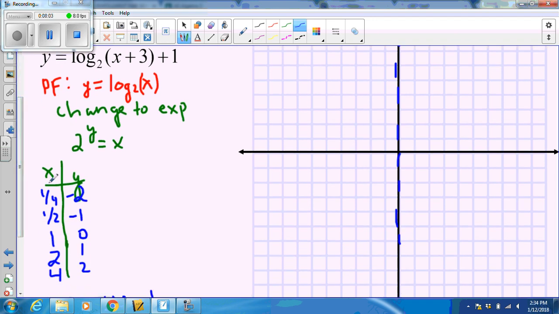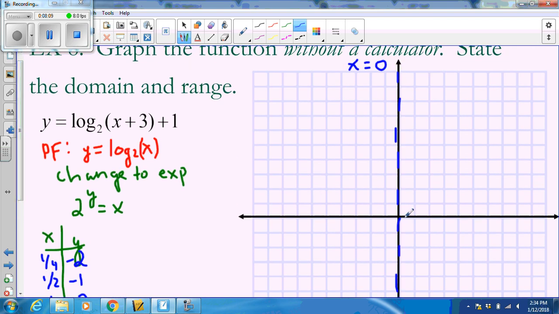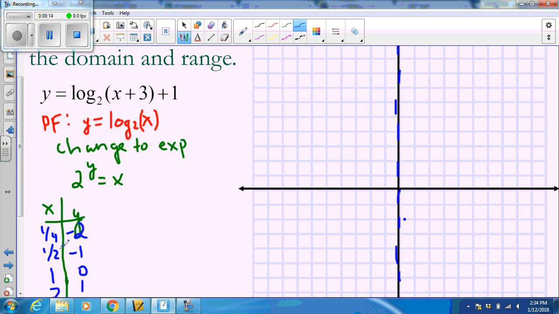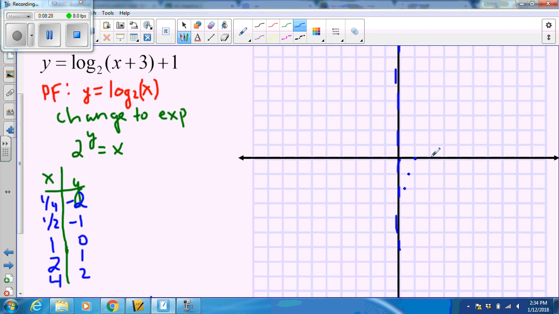Now what I'm going to do is graph these points. So I have 1/4, -2. So I go to 1/4 on our x, go down 1, 2. Then I have 1/2, -1, so I go to about a half here, and then -1. We have 1, 0, so I go 1, and then I have 0. Down here it's 2, 1, so I go over 1, 2, up 1, and then 4, 2. So I go over 1, 2, 3, 4, up 2. Now I connect these points with my line. Make sure with your line you have arrows to indicate it goes on forever.